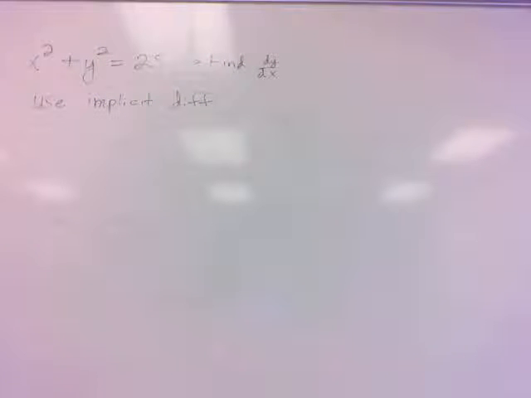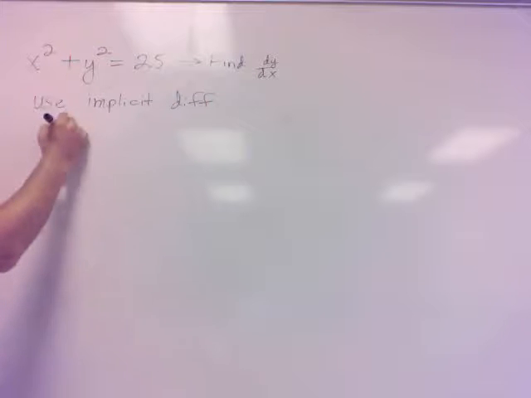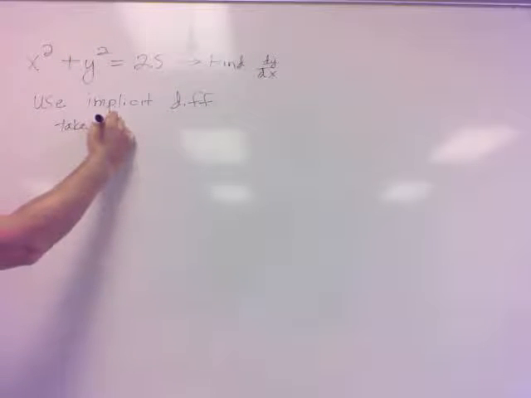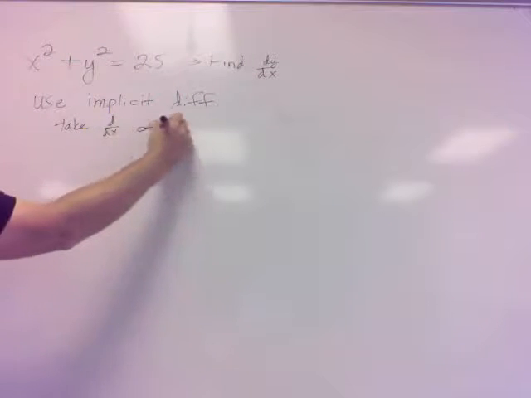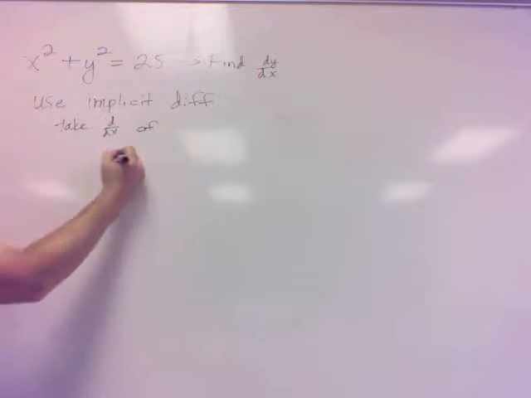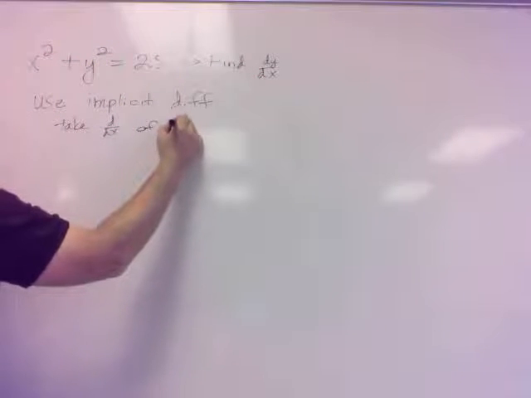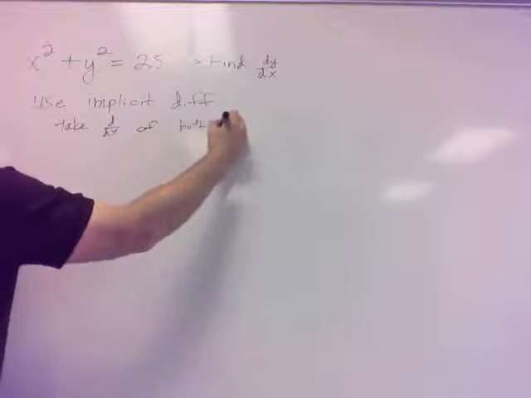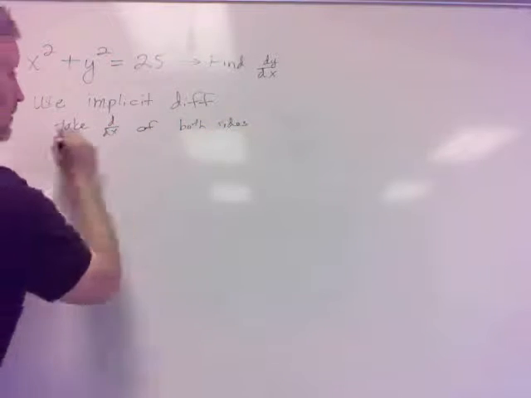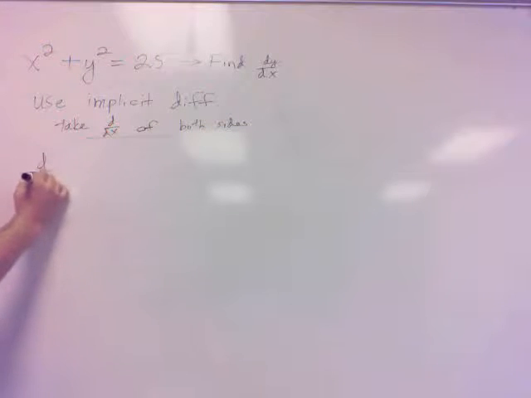And here's what you do. Step one of implicit differentiation is take the d/dx of both sides. In other words, take the derivative of both sides with respect to x. We're trying to find dy/dx, okay? So I'm going to d/dx.